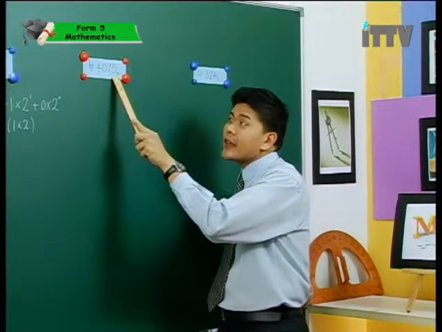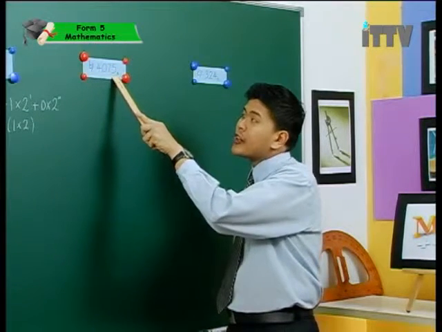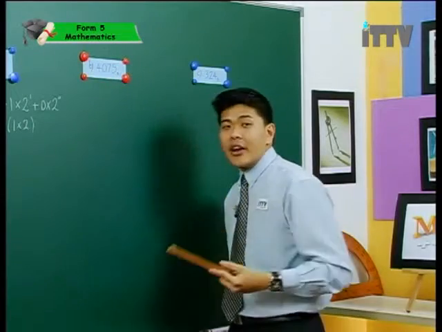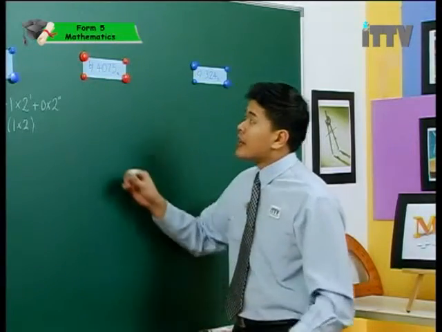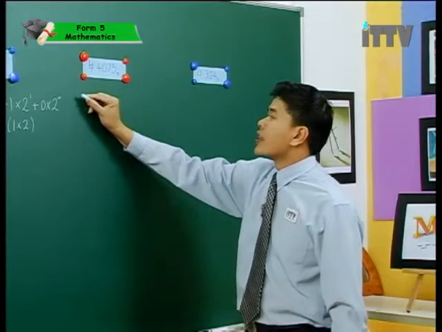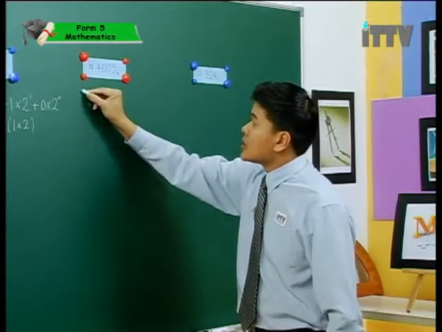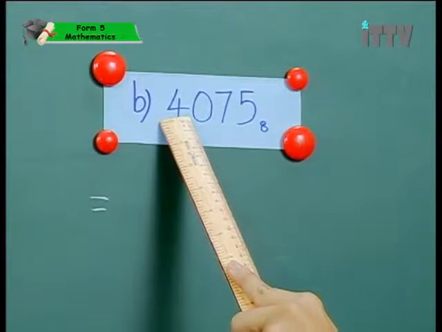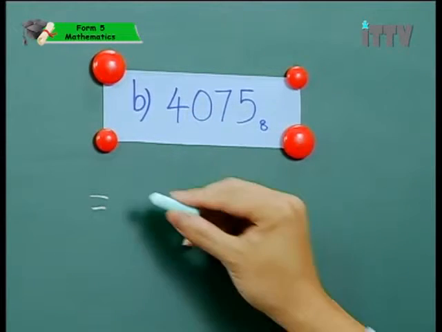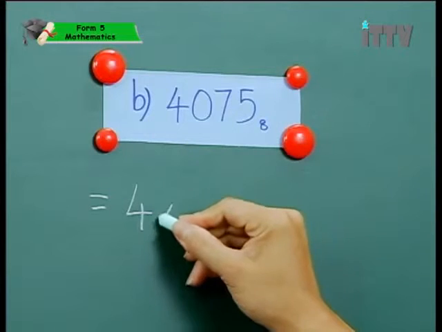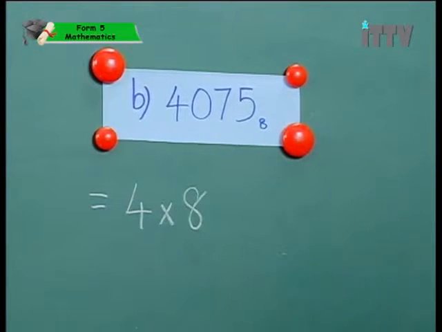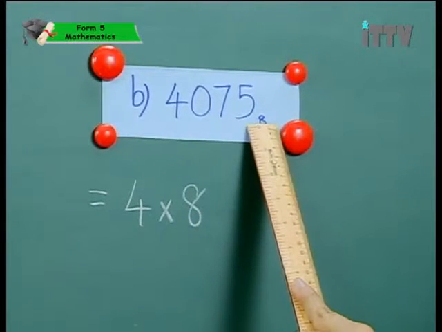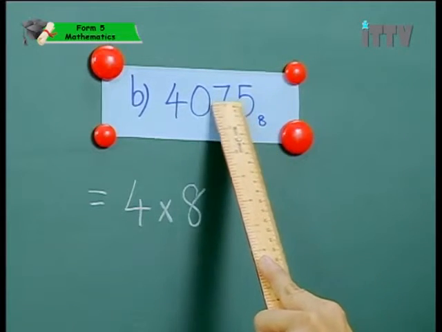4075 in base 8. How do we convert it to a number in base 10? Very simple. Remember, the first step is to always write it down in expanded notation. We always start from the far left, 4, multiplied by the place value of that digit, 8, because it's base 8, to the power of 0, 1, 2, 3.